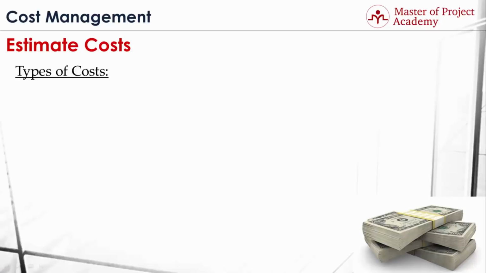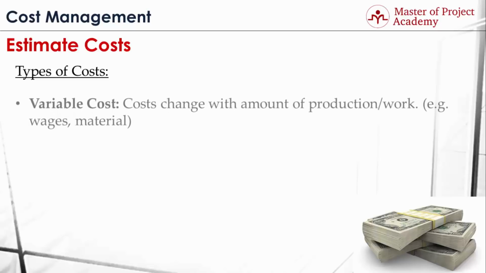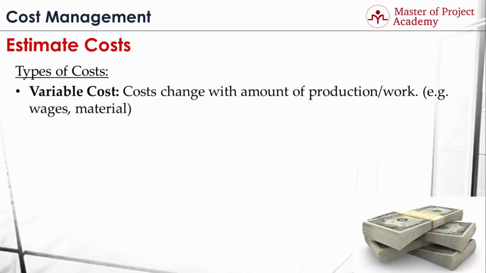Types of costs. There are 4 main types of costs in a project. We will go over each type of cost one by one during this lecture. The first type of cost is variable cost. Variable costs change with the amount of production or work.